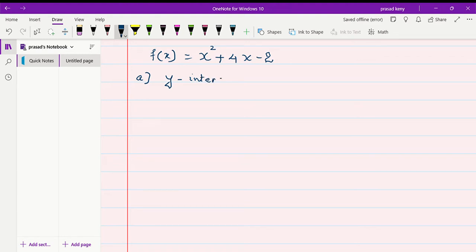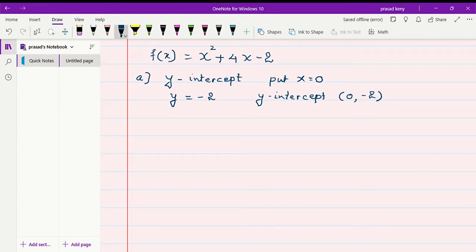So how do you determine the y-intercept? Yes, by putting x is equal to 0. So if you put x is equal to 0, now f(x) is y, so it will be 0 square plus 4 into 0 minus 2, which means the y-intercept is (0, -2).